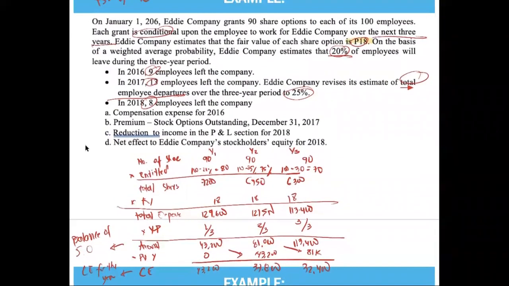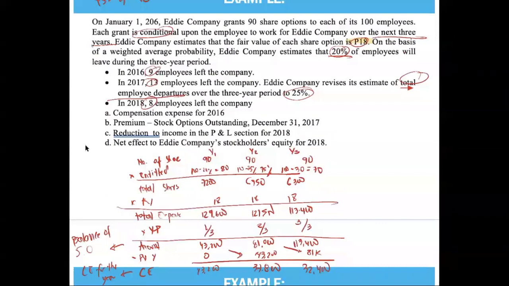So we are ready to answer. As you can see, we just need to get first the total shares, which is equal to your number of shares times the employees entitled. We multiply it by your fair value. As you can see, guys, we only use one particular fair value, that is 18, because if it is equity settled, we will remain at the fair value at the grant date. The fair value at grant date is 18, so we'll still make use of 18. And then we multiply it by your vesting period based on your vesting conditions.